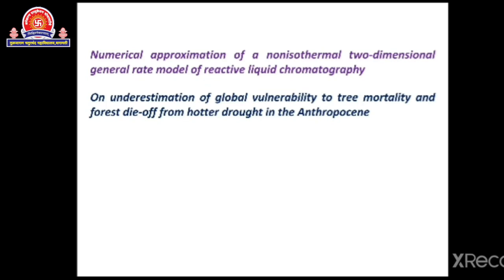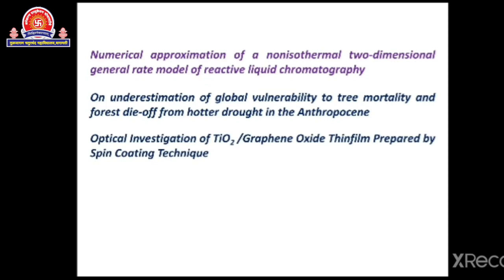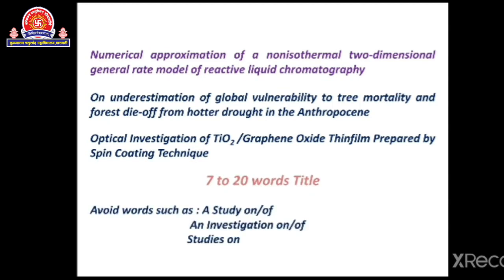Then this is how we can go for making a title. There are several examples you can see on the internet, on Google Scholar, ResearchGate. So as I said, approximately the word limit is 7 to 20 words, and you need to avoid words like a study on, or a study of, or an investigation on, or an investigation of, studies on. These are very common words, and this makes your research very general. So your research title has to be very specific. So try to avoid all these titles.